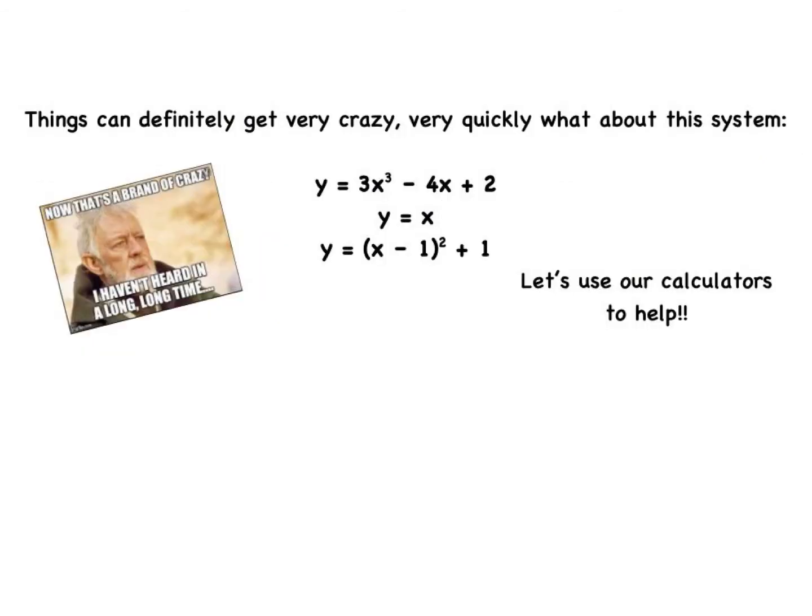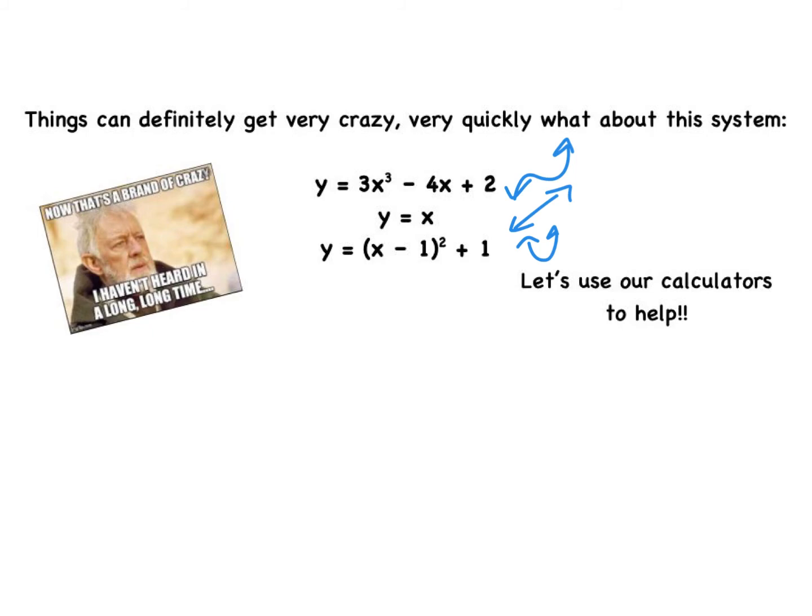I'm saying things can get pretty crazy pretty quickly here. We've got a cubic, a linear, and a quadratic function. So I know I'm going to have a line function that's something like this. This one's going to be a line, and then I'm going to have a parabola that opens upward. And I've got to see if they intersect.